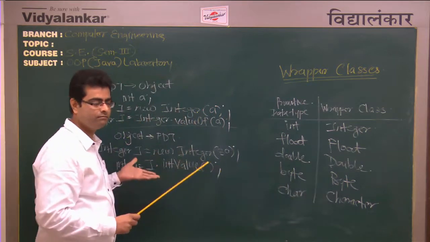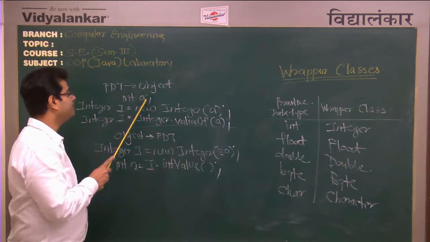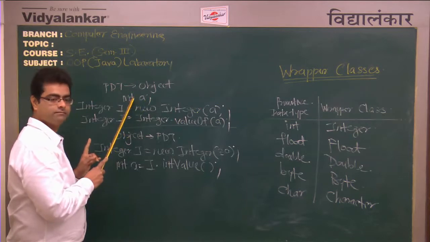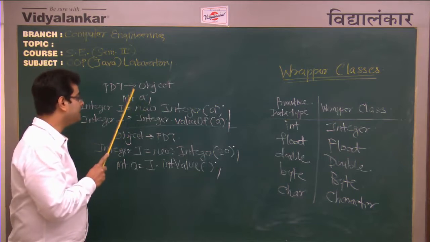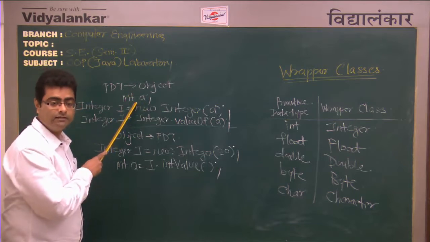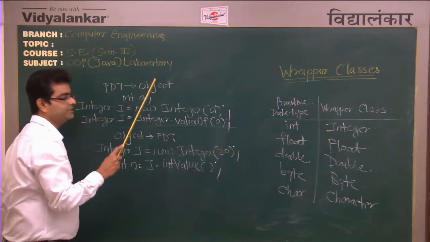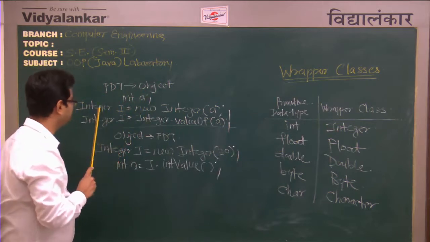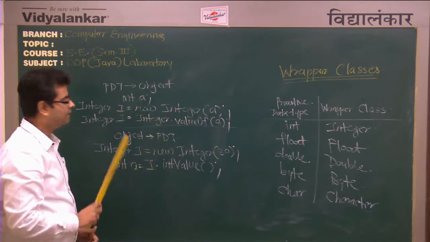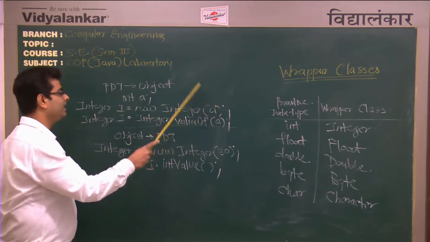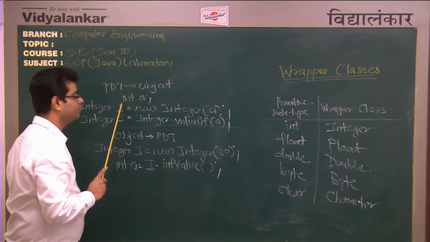Let's see some examples. For example, if I want to convert a primitive data type into an object, if I have a as my integer, a is int, and hence I can say it's a primitive data type. If a is int, then it will get converted into an Integer class object. It can be done like this: Integer I, that is the object, is equal to new Integer, and I can write a inside a bracket. This statement will automatically convert a into the object I, and hence the primitive data type will get converted into the object.